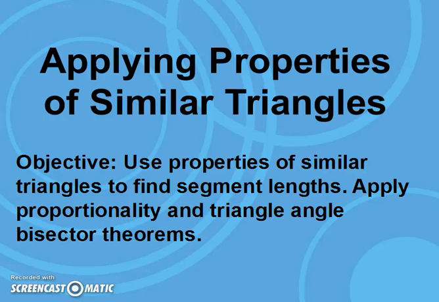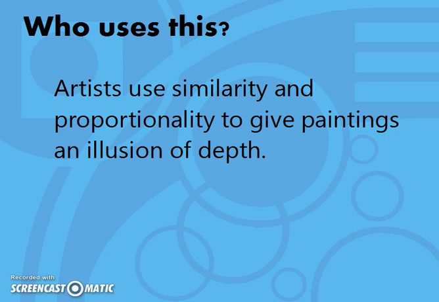Applying properties of similar triangles. Our objectives are to use properties of similar triangles to find segment lengths, as well as apply proportionality in triangle angle bisector theorems. Who uses this? Architects use similarity and proportionality to give paintings an illusion of depth.